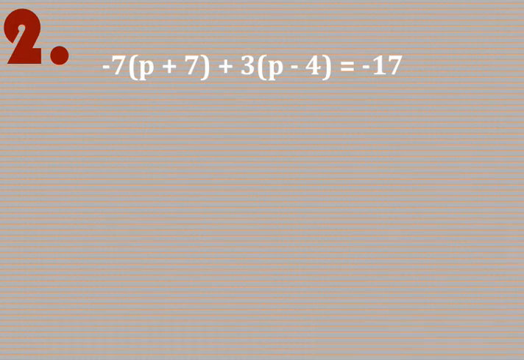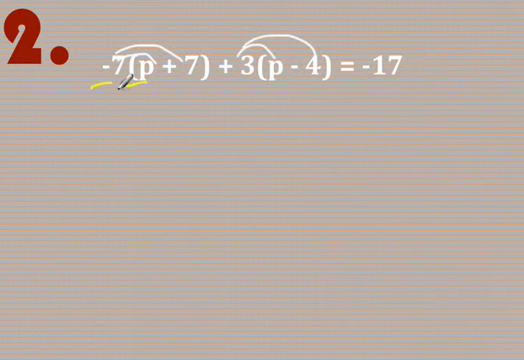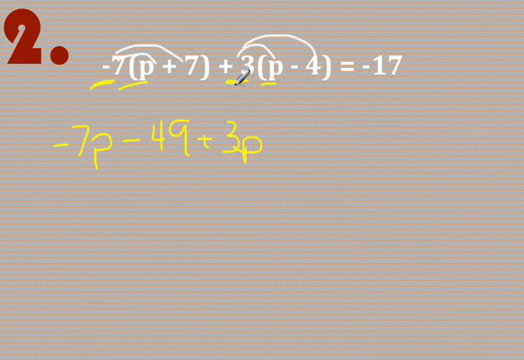Let's take a look at number 2. So we're going to distribute in to each of those parentheses. So it's important that we make sure we do it to each one separately. You only distribute to what's in the parenthesis that follows. So negative 7 times p is negative 7p. Negative 7 times 7 is a negative 49. Okay, 3 times p is 3p. 3 times negative 4 is negative 12. Now all of that's going to be equal to negative 17.